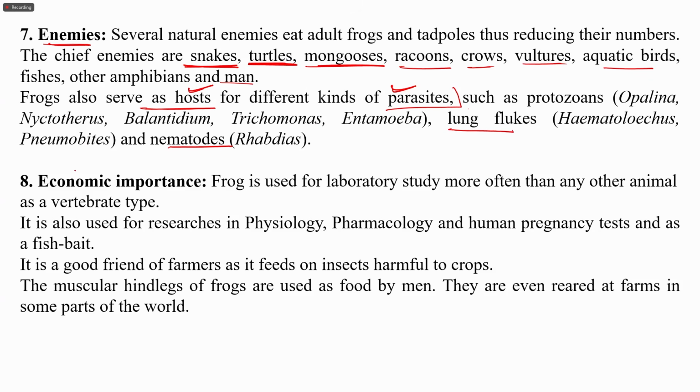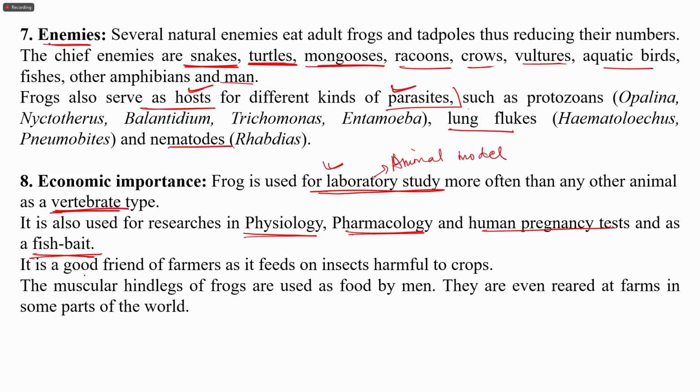Economic importance: frog is highly economically important in certain situations. Firstly, it is used for laboratory studies, as an animal model in order to understand various processes. It is usually used for laboratory studies as a vertebrate type. It is also used for research in physiology, pharmacology, and human pregnancy tests, and as fish bait. In order to catch fish, we usually use the frog.